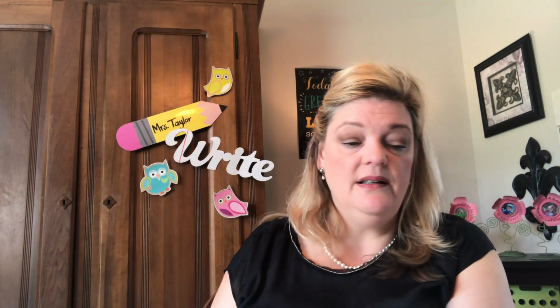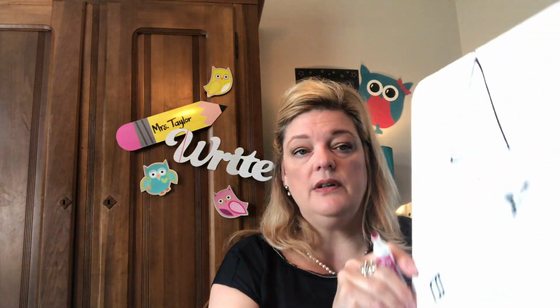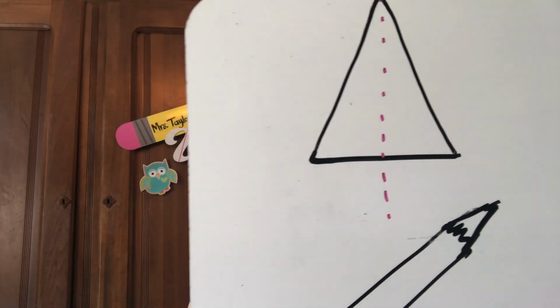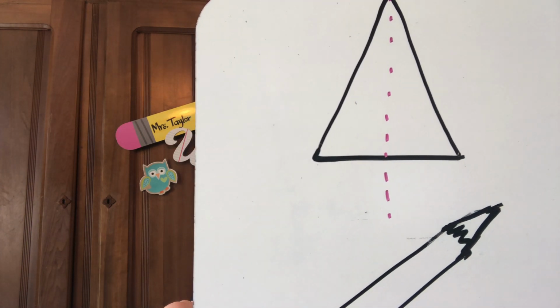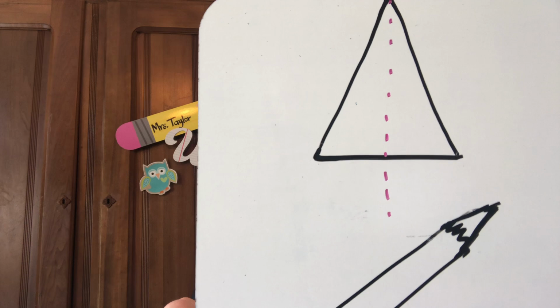What they're asking us to do is to mirror one line of symmetry for each. So just one line of symmetry. For that isosceles triangle, if I go right down the middle, of course, don't be making fun of Miss Taylor's drawings here, you'll see that those two sides mirror one another. That would be called one line of symmetry.